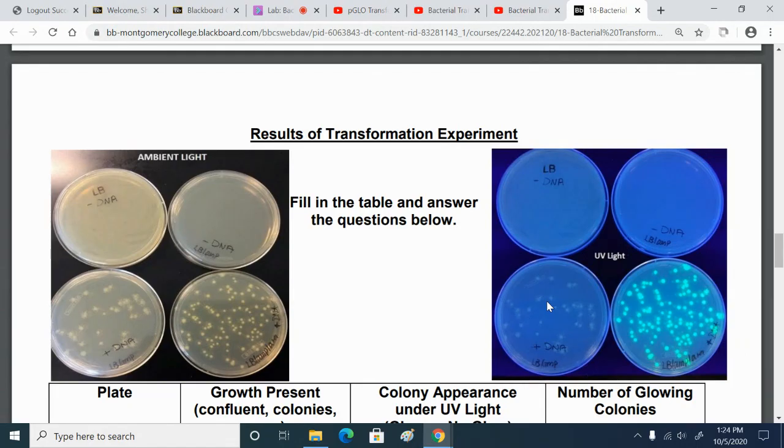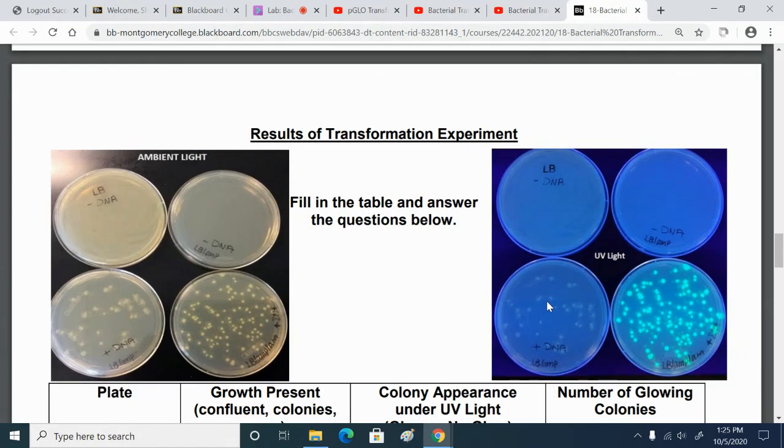Is it because they don't have the arabinose? Right, they don't have the arabinose. So remember, the PBAD promoter is turned off. It actually needs two things to get turned on. It needs the ARAC protein, which all the transformed bacteria are making, so they have that protein, but they also need arabinose.